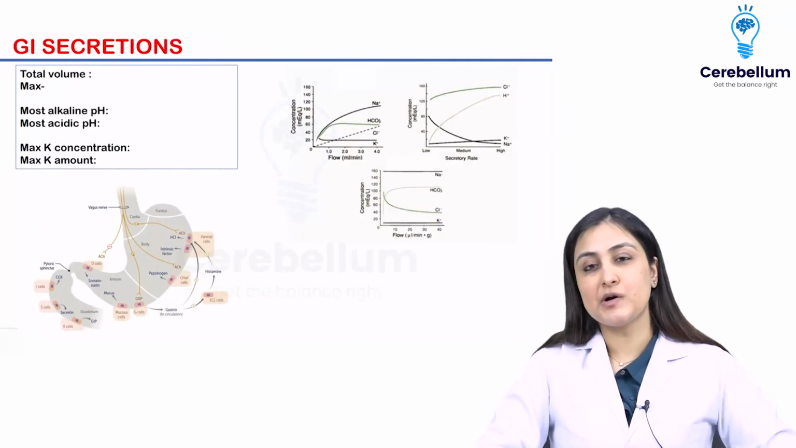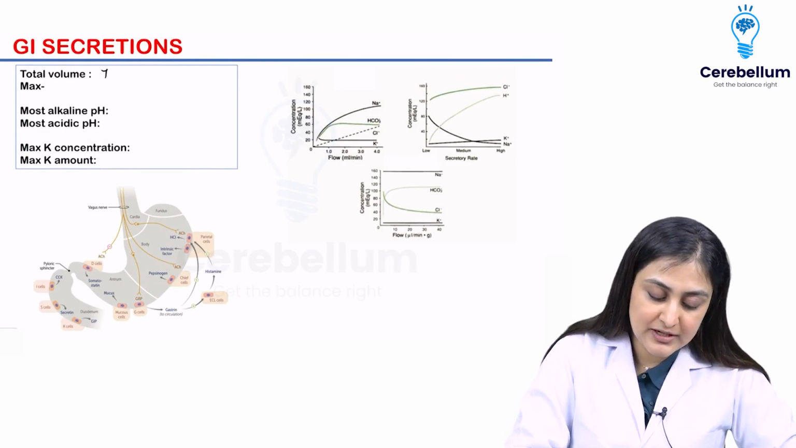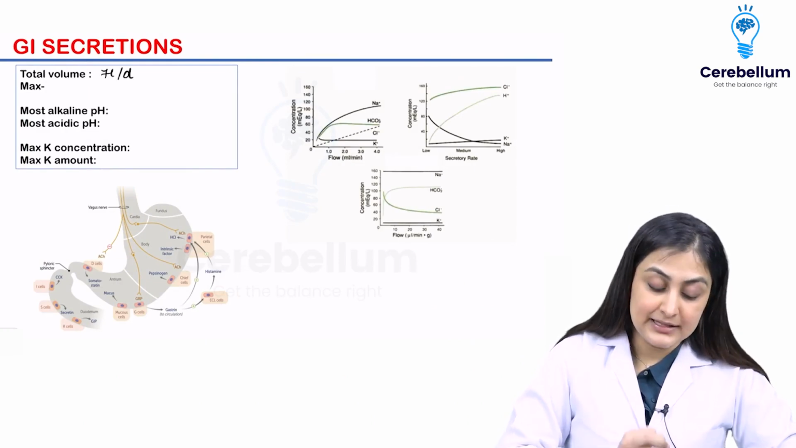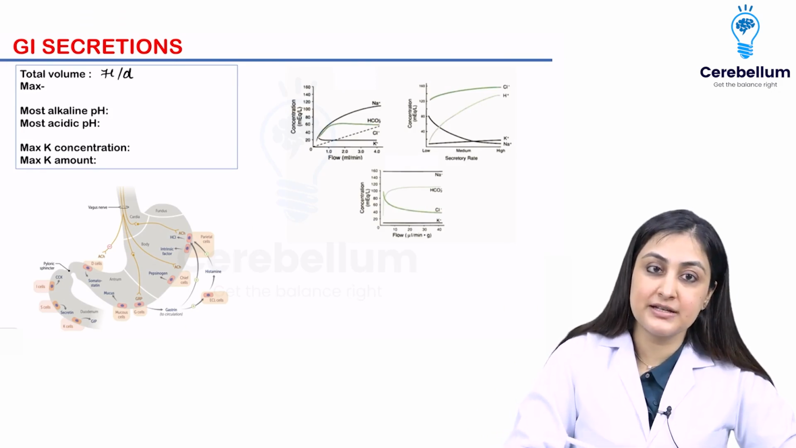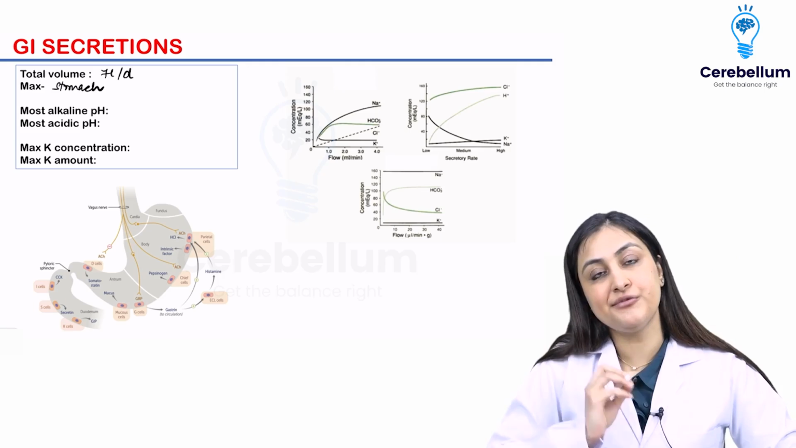Now let's talk about a few one-liners about the GI secretion. The total volume is around 7 liters per day. The maximum contribution to the secretion in terms of volume is by the stomach. So the stomach has the maximum secretion in terms of volume.